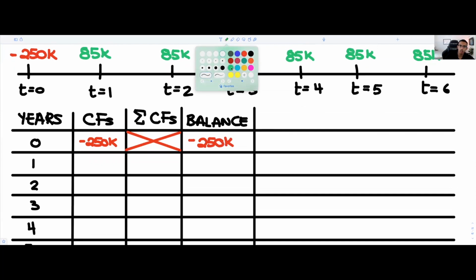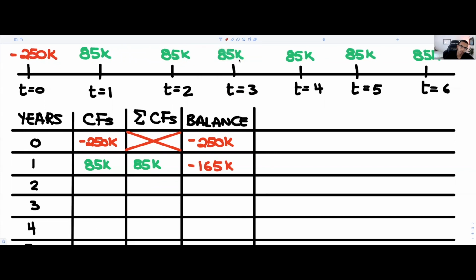Then we could look at our cash flows that we are making. We have 85K here, such that the sum of our cash flows is equal to 85K. And if we look at the balance at that time, it'll be equal to 165,000, minus 165,000 if you will. And what I'm going to do, just to be efficient and not have to change colors every single time: we know we have 85K here. We're going to go ahead and write that the sum of our cash flows will be 170K. We have 85K here for year 3. Then we're going to have 255K.